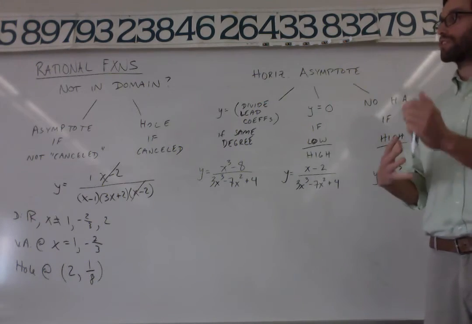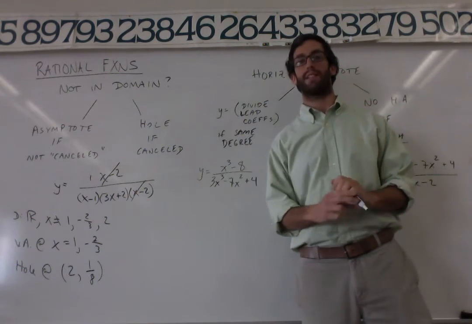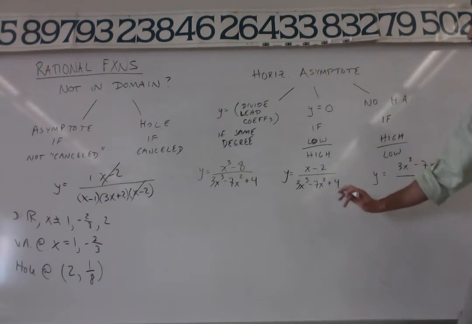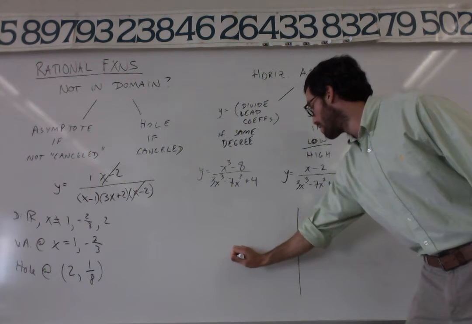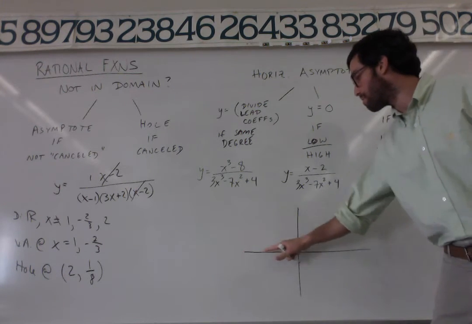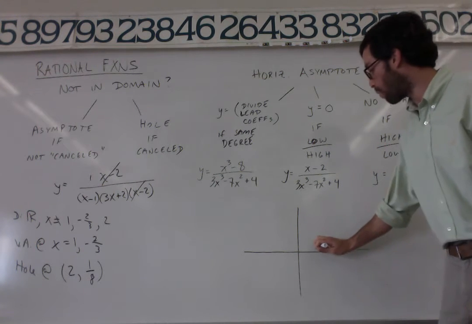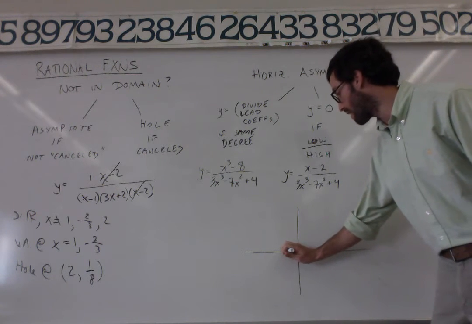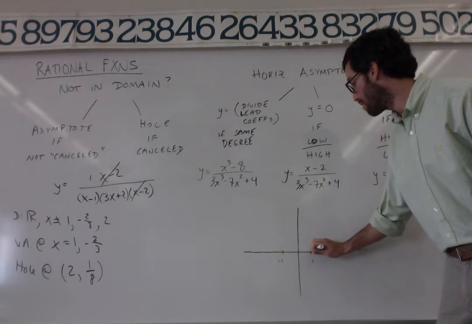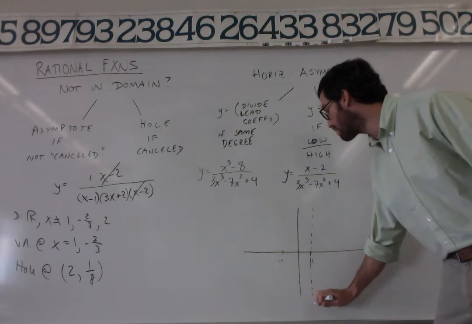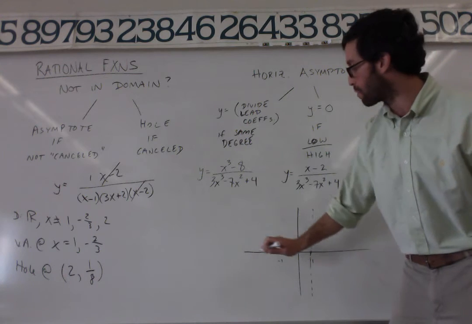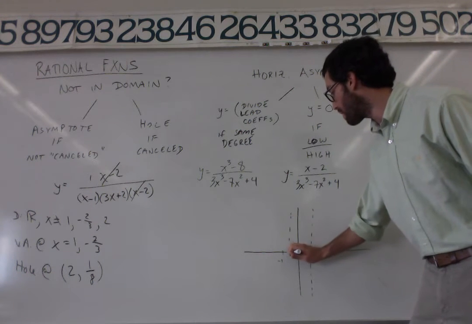So if we wanted to start to graph this example that I did on the board, the middle one here, let's graph it right here. The x-axis itself is going to be an asymptote, okay? We're also going to have two vertical asymptotes, one at x equals 1. So let's say that's 1, that's negative 1 there. So x equals 1 is going to be an asymptote. And then x equals negative 2/3, right about here, will also be an asymptote, okay?